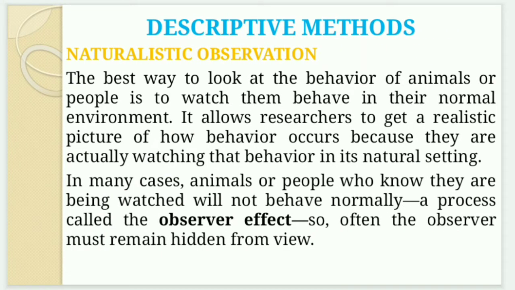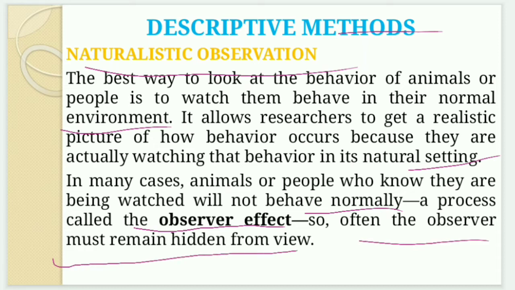So let us start. Descriptive methods. Naturalistic observation. The best way to look at the behavior of animals or people is to watch them behave in their normal environment. It allows researchers to get a realistic picture of how behavior occurs because they are actually watching that behavior in its natural setting. In many cases, animals or people who know they are being watched will not behave normally, a process called the observer effect. So often, the observer must remain hidden from view.